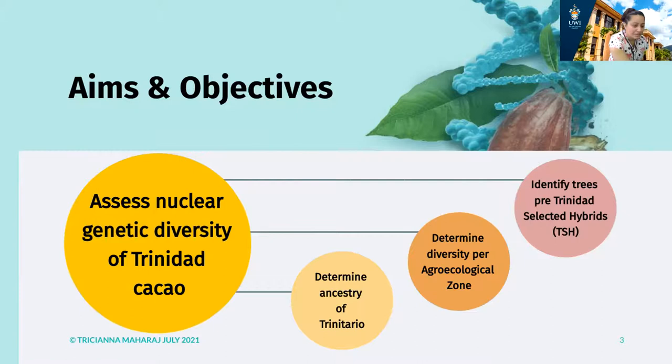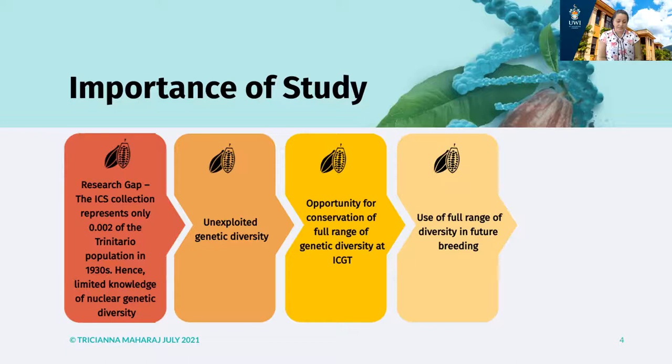So why is this study important? This study is important as there is limited knowledge of the nuclear genetic diversity of unfarmed cocoa in Trinidad. Currently, there are only 150 accessions representative of the Trinitario group from Trinidad conserved at the ICGT and UWI, 82 of which are the ICS that Found collected during the 1930s, and 68 are the TRDs from a survey done in Trinidad during 1991 to 1992, which means that there is still a wealth of untapped genetic diversity that can be acquired from cocoa farms in Trinidad for conservation at the ICGT, which can be exploited for other attributes that may not be available in the present ICS and TRD collections.